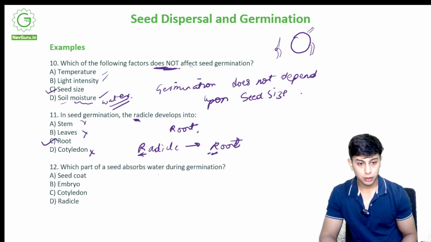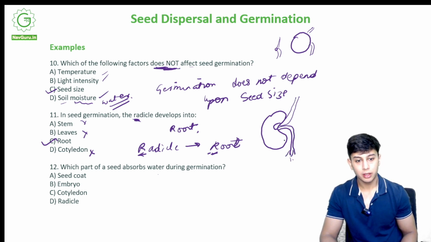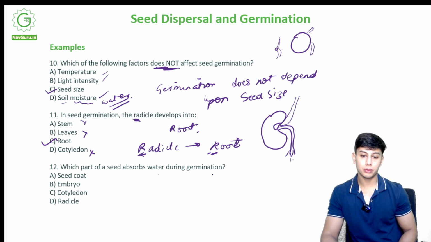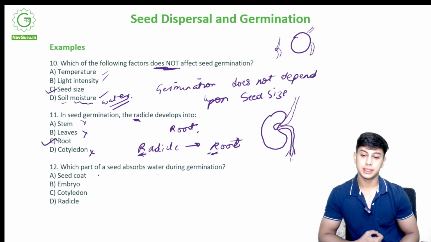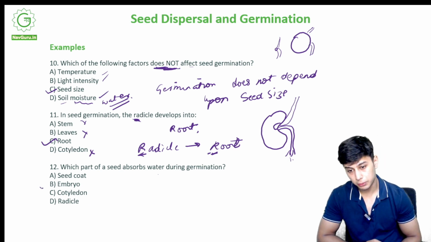Which part of a seed absorbs water during germination? If this is a seed, it has this embryo, it has a shoot, it has a root. Now, which part of the seed will absorb the water during germination? Is it the seed coat? Is it the embryo? Is it the cotyledon? Is it the radicle? So the correct answer is option B.